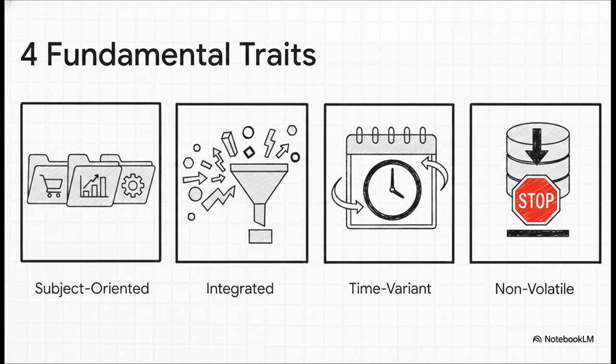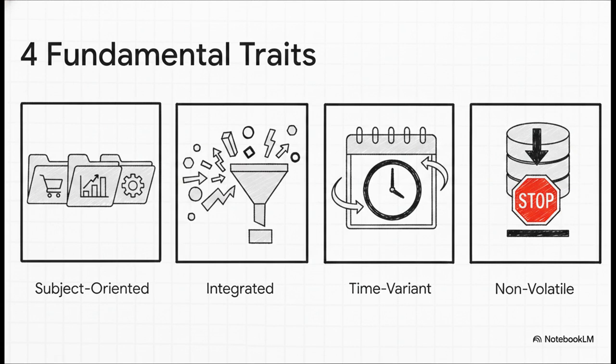Data warehousing pioneer W.H. Inman actually laid out 4 fundamental traits that define this foundation perfectly, and honestly, it's a brilliant engineering solution. First, it's subject-oriented. This means it's organized around core business domains, like sales or inventory, rather than just individual software applications. Second, it's integrated. Data is merged from completely heterogeneous, messy sources into a single, unified schema.